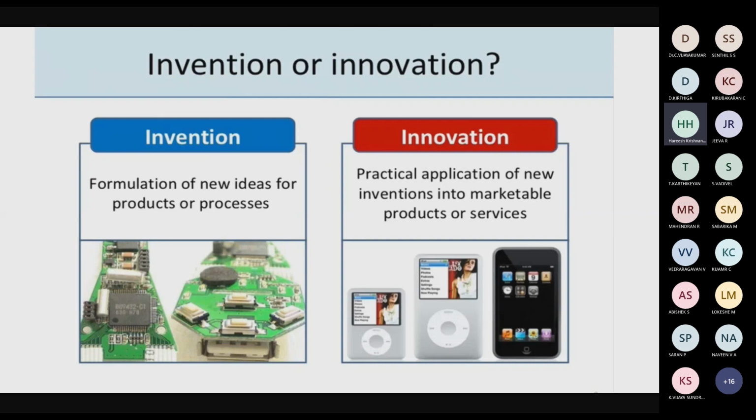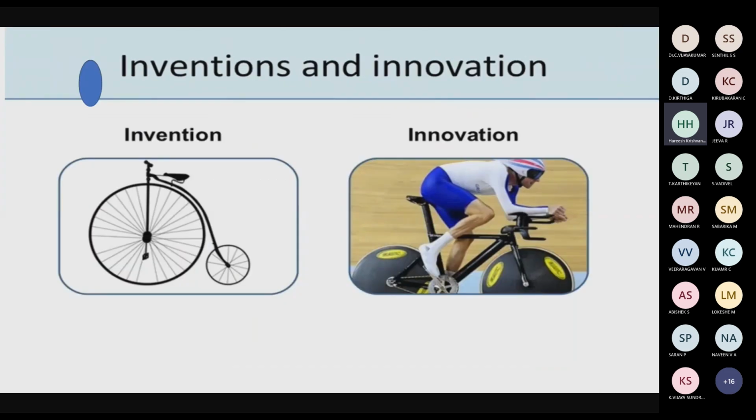For example, we can see in the figure, on the left side, there is a two-wheel mechanism. That is one idea, so we can tell it is only an invention. After this invention, they make a product like bicycles on the basis of this idea. It goes to the market, so it becomes an innovation. So invention and innovation have only a small difference.